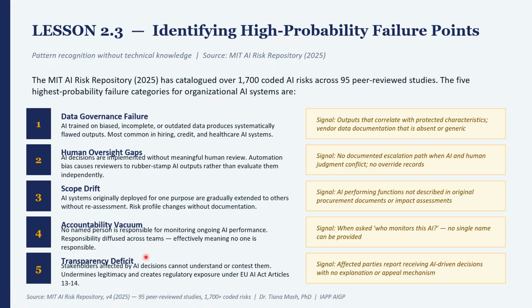The fourth one: accountability vacuum. No named person is responsible for monitoring ongoing AI performance. What does that mean? Responsibility diffuses across teams, meaning no one is actually responsible. Ask someone who monitors an AI system and no one can tell you a single name, or when the last test was done, when the last evaluation was done, when the policy was last updated, or where the documentation is. Try this in your organization tomorrow. I'll bet you any money you'll find issues with it.